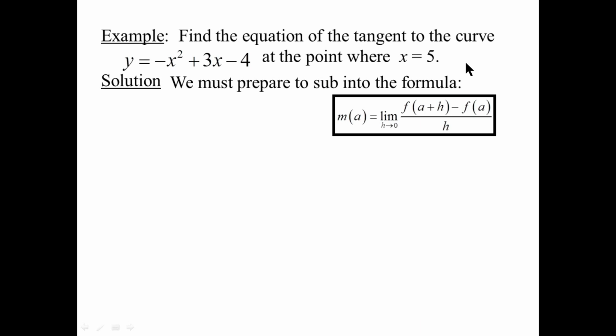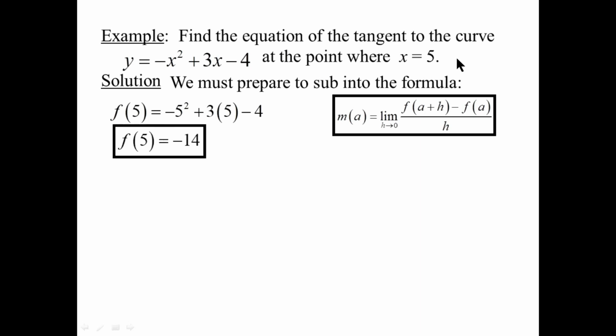So let's find f of a. Now here in this case, we're interested in when x equals 5, so a is going to be 5. So we need f of 5. Plug it in, do the math. We've got f of 5 is negative 14. Now f of a plus h will be f of 5 plus h, because a is 5. Plug it into the formula given, and do the math.